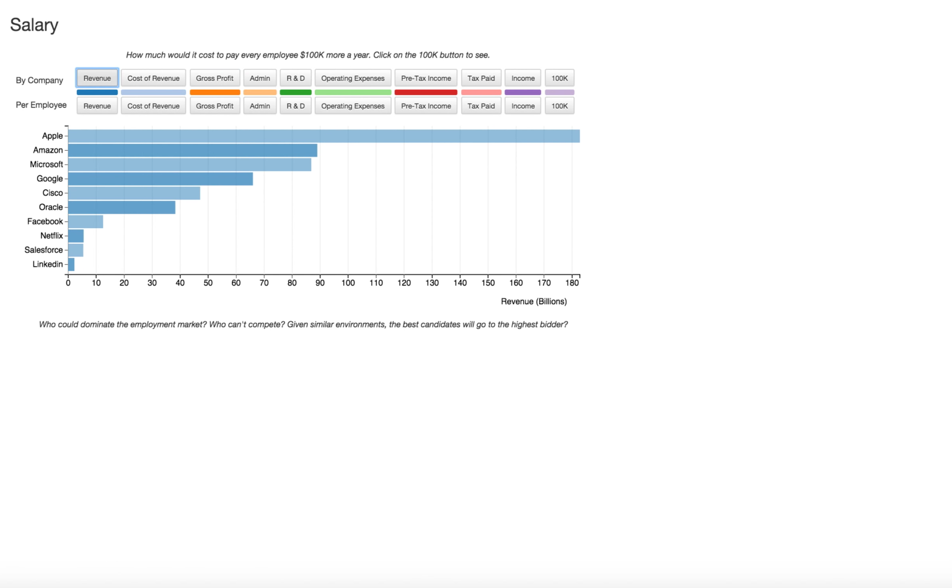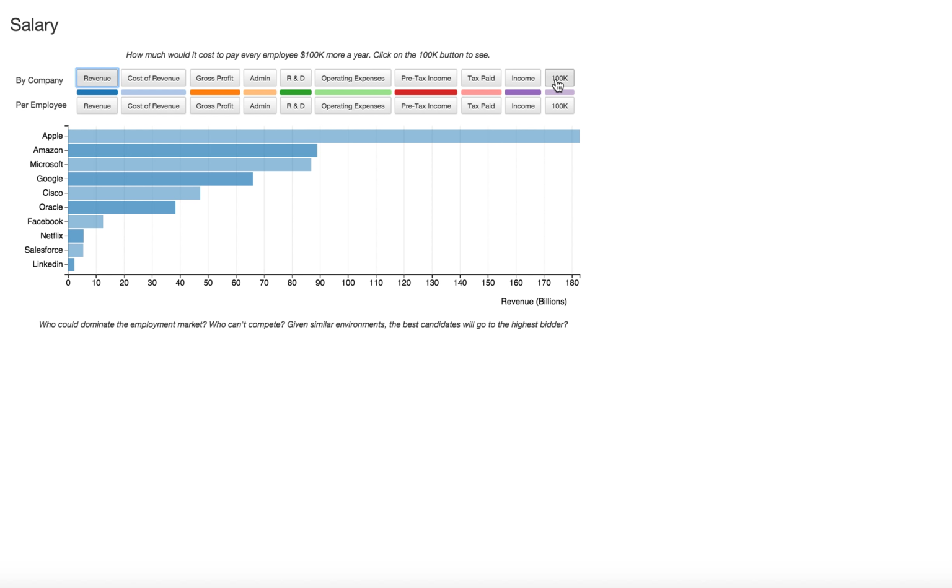Then let's take a totally different view on this. Let's say I want to ask the question, could I pay $100,000 more per employee for my company? Could I do it? Well, again, using the base foundational viz here, all I've done is I've added 2 new buttons on the end here that correspond to being able to pay $100,000 more per employee.